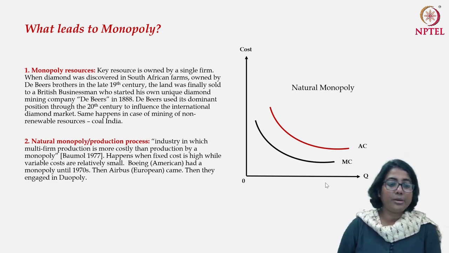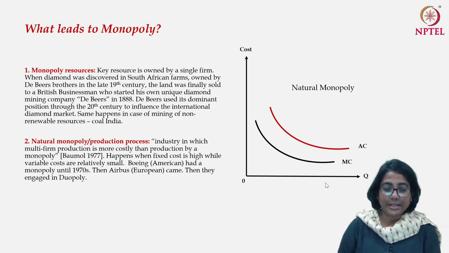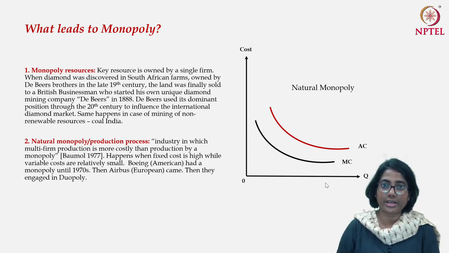The second thing is a little more theoretical, although the genesis is very practical. I quote from Baumol's writing in 1977, pretty old writing, but what he says is that an industry in which multi-firm production is more costly than production by a monopoly, there you have a natural monopoly. Let me just explain things a bit. This actually happens when your fixed cost is very, very high.